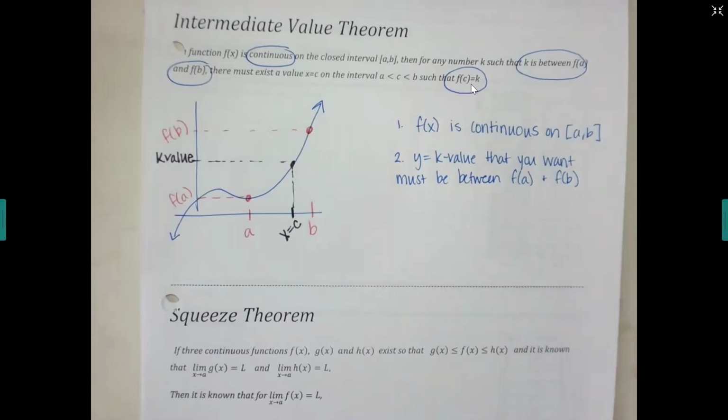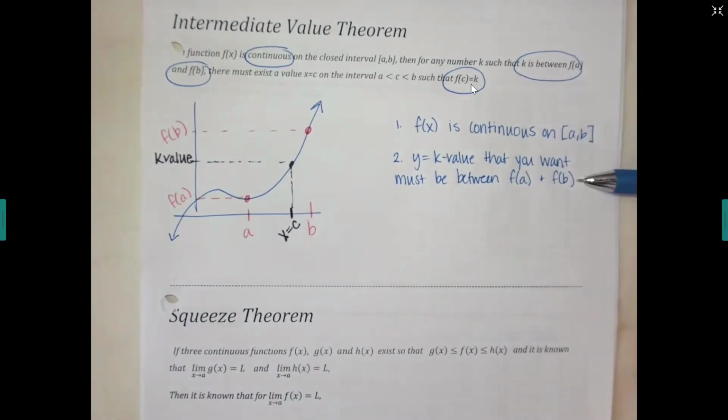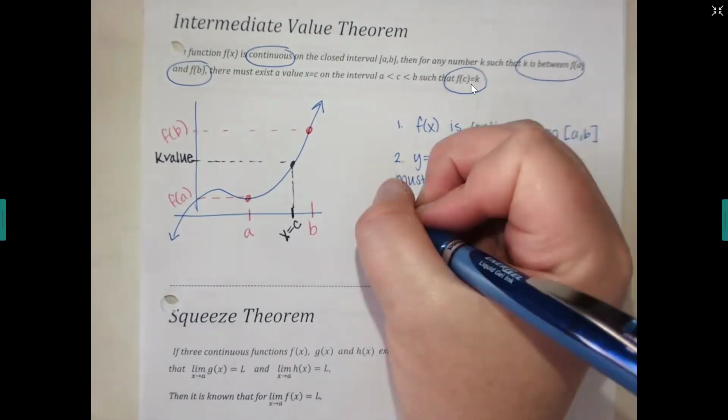And then remember, f of a and f of b, those are the y values at those x's. Okay, if those two things are true, that your graph is continuous and that the K value that you want has to be between f of a and f of b, then intermediate value theorem promises that there's an x that goes with that y. So let's write that out.